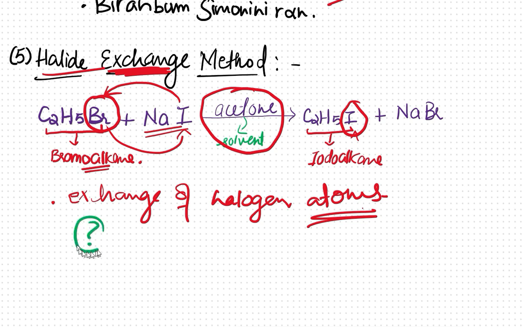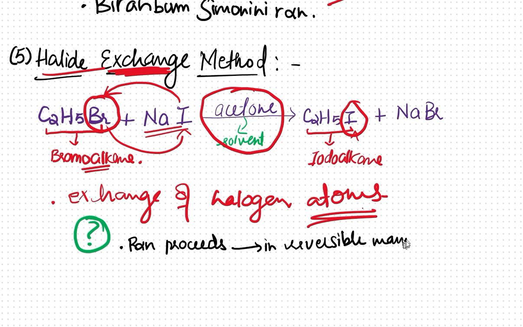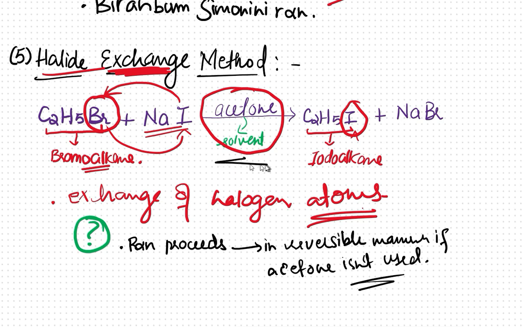Now another thing you have to know is why we are using acetone as a solvent. What is the reason for using acetone as a solvent? Well, the answer is simple. The reaction proceeds in a reversible manner if acetone is not used. We do not want it to proceed in a reversible manner, because then we'll not be able to get the iodoalkane. We never want it to proceed reversibly. We want it to proceed in an irreversible manner.